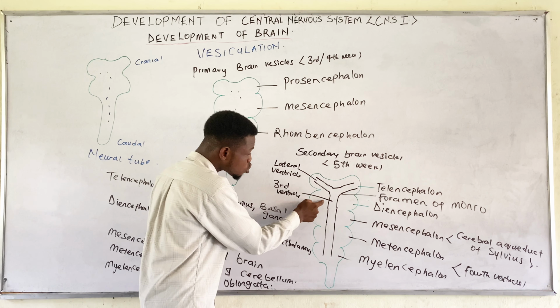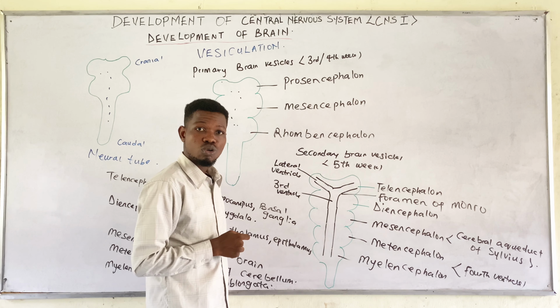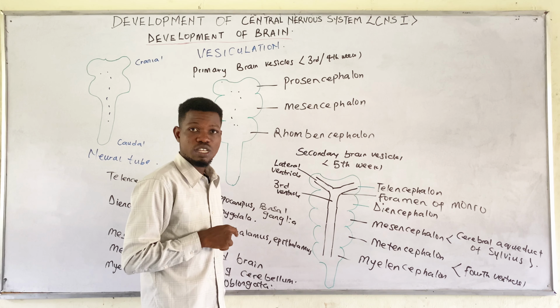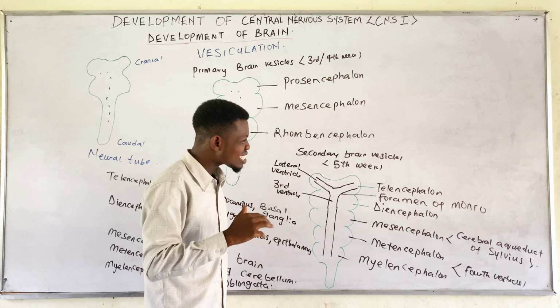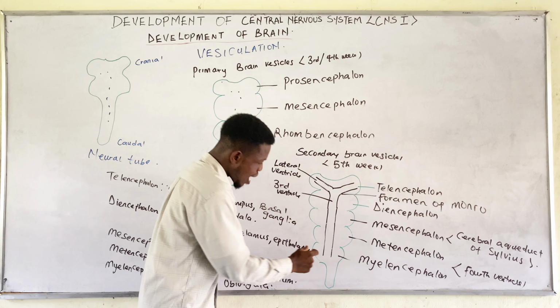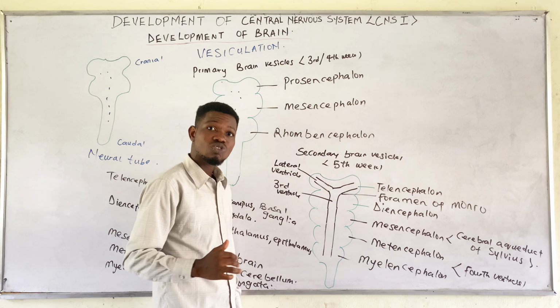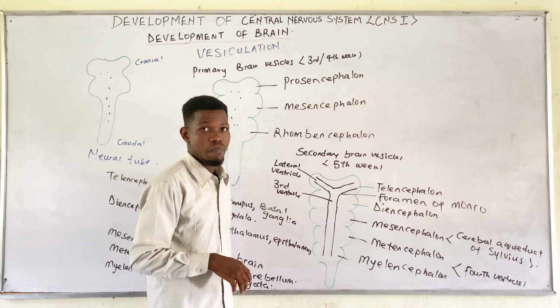There's something that also connects the third ventricle with the fourth ventricle, and that's the cerebral aqueduct of Sylvius. So that is about the ventricles of the brain. And you know, the fourth ventricle will continue into the spinal cord as the central canal of the spinal cord.